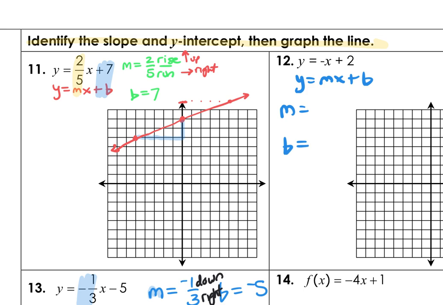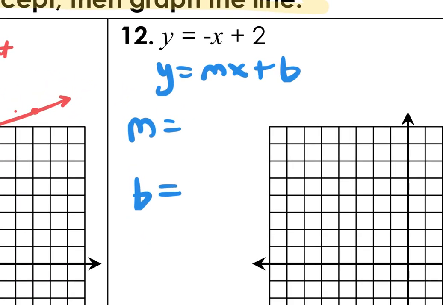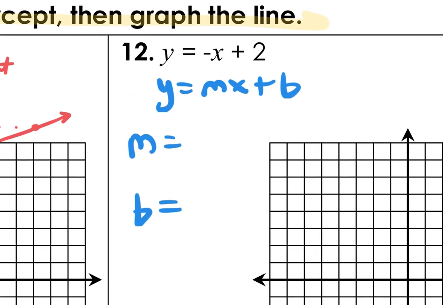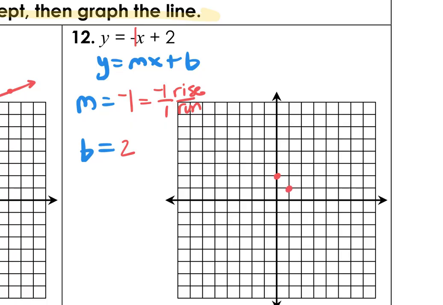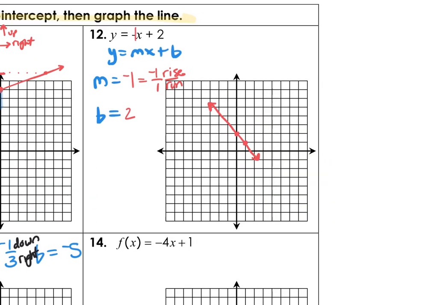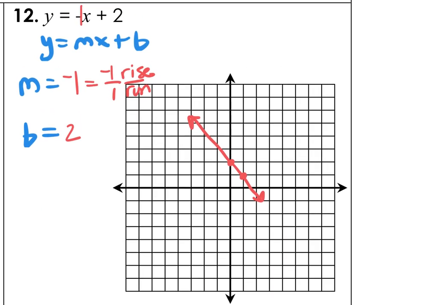I'm just going to start to kind of go through these. You guys can check. Don't forget for this number 12, class, if there is no number in front of the x, it's a 1. So here my slope is -1 or -1 over 1. Your y-intercept is a 2. Okay. So that should be your number 12 if you want to check in. Y-intercept is a 2. Slope is a -1. Are you guys feeling pretty comfortable with this? Like, is it kind of all coming back? You guys know you've done this before.